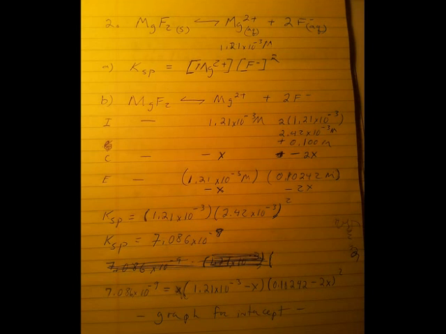So back to the initial solution where we had 1.21 times 10 to the negative third magnesium ion and 2.42 times 10 to the negative third, that's twice magnesium, for the fluoride ion squared, KSP becomes 7.086 times 10 to the negative ninth. Now KSP is a constant, so the KSP of the new solution, once we've added the 0.1 mole of fluoride ions per liter, will still be the same. We'll have the same KSP.